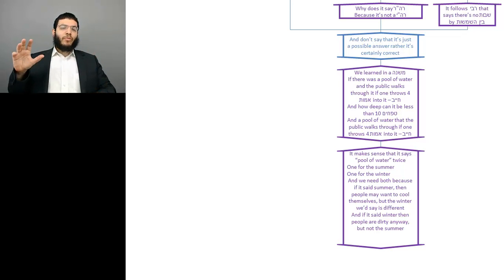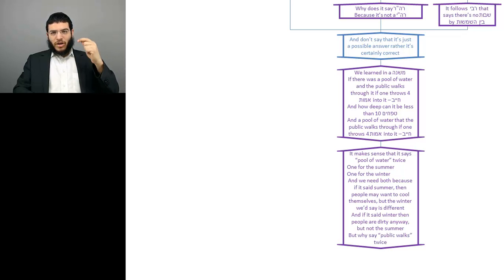We'd say in the winter a pool of water is part of the Rosh Hashanah because people are already wet, they're already dirty, they're not going to pay so much attention to stepping in a puddle. But in the summer, a person wants to avoid that. So it comes out that we need both of them.